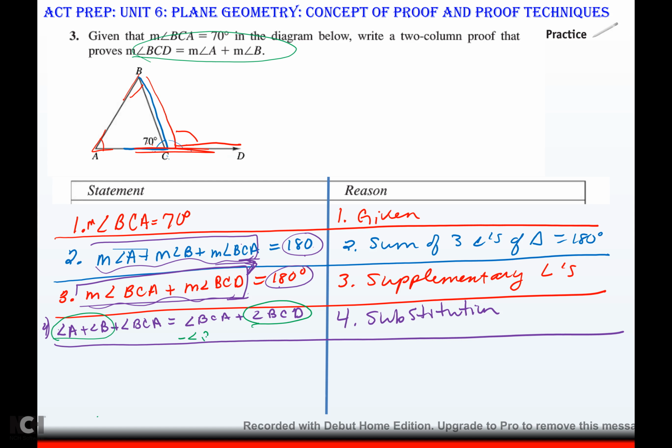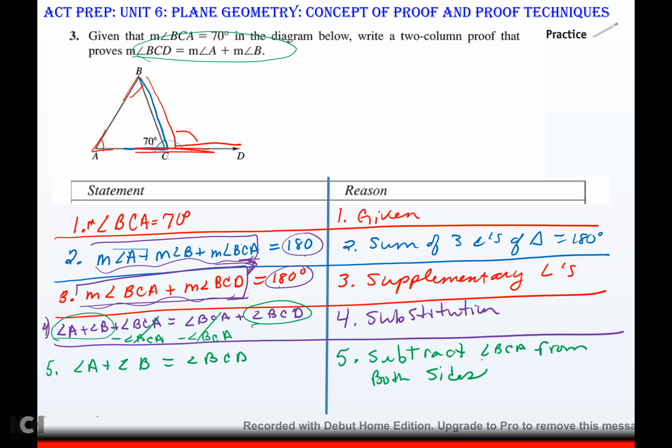But what I'm doing is subtracting angle BCA, which cancels out, and what that leaves me for step 5 is that angle A plus angle B has to equal angle BCD. And that is by subtraction. I subtracted the same amount from both sides. Subtract angle BCA from both sides. And we proved it. Okay?